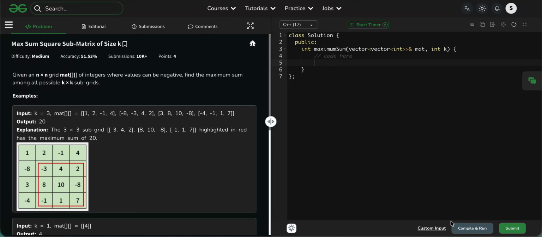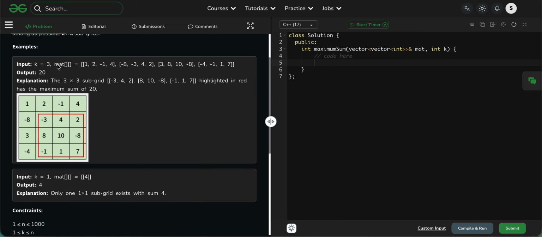Today we solve a matrix problem. What does the problem say? Given an n by n grid of integers, where values can be negative, find the maximum sum among all possible k by k subgrids. Here k is equal to 3, which means 3 by 3. We have to return the maximum k by k subgrid sum.